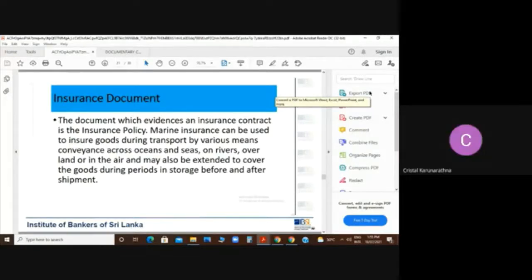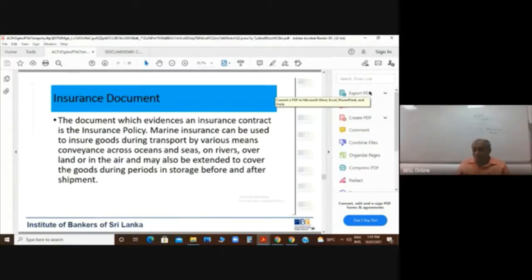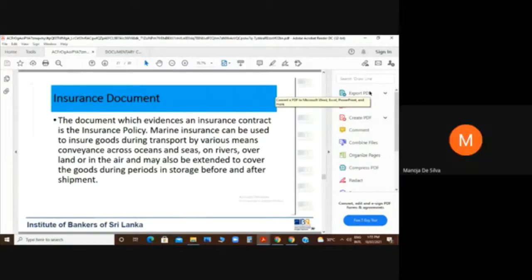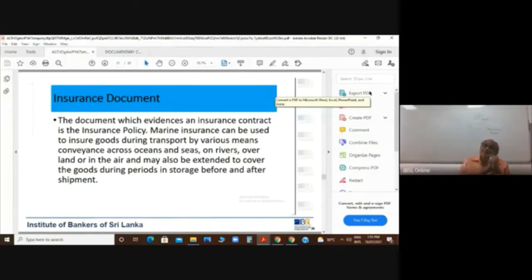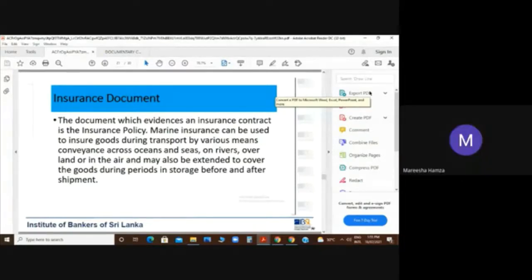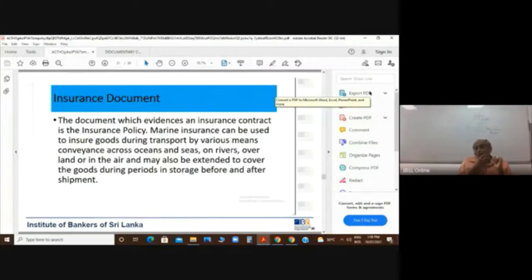Because goods can get lost in transit. Yeah. Damages. Then theft. Piracy. Anything can happen. The goods can be pirated during the voyage.